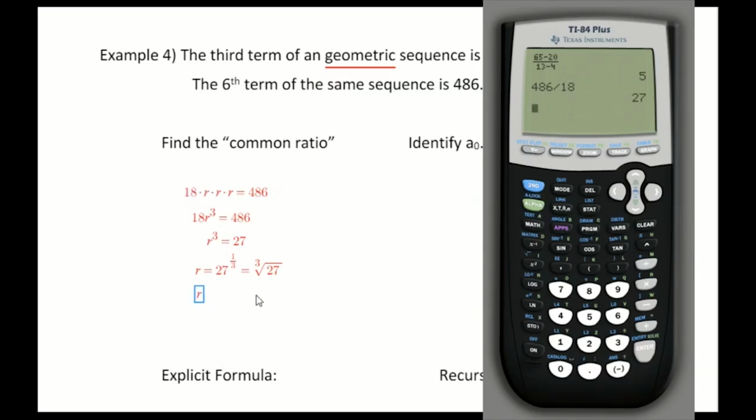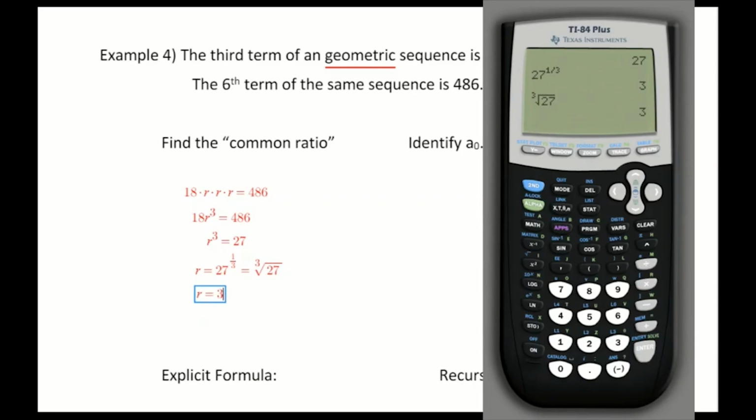But just to be safe, I'm going to use the calculator. I have 27 to the 1/3 power, or I can write it as the cube root. Let's see, how do you do cube root in here? I think it's math. Yeah. So I can do the cube root of 27, and you'll see you get the same thing here. It doesn't really matter which one you do, but either way, r is 3. So that's our r value.